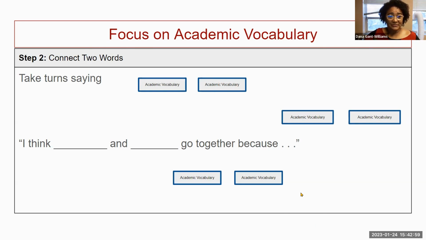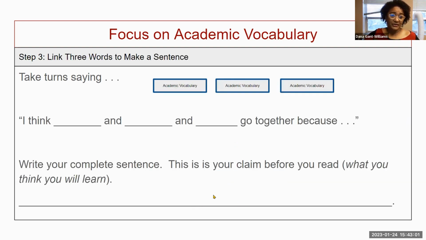Step three in this focus on academic vocabulary, the students are going to link three words together to make a sentence. So they already sifted the words they know and they don't know. They've made some personal connections to the vocabulary word. And now they're going to try to come up with a claim based on what they know about the words. So they'll get three words and they'll say, I think blank and blank and blank go together because. Word A, word B, word C go together because.